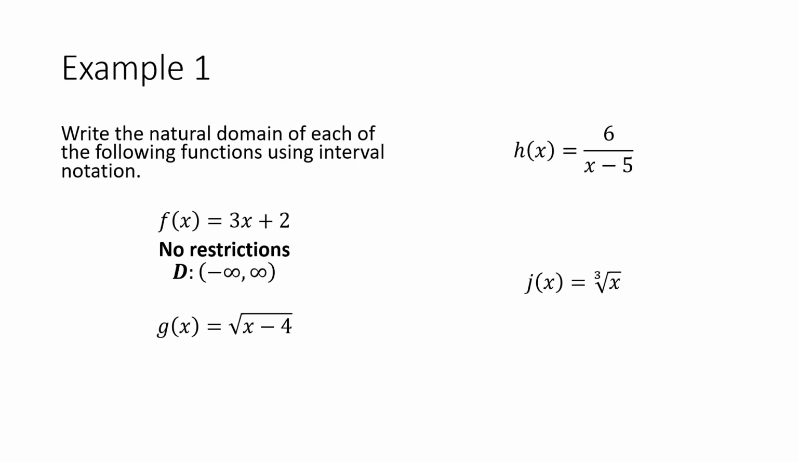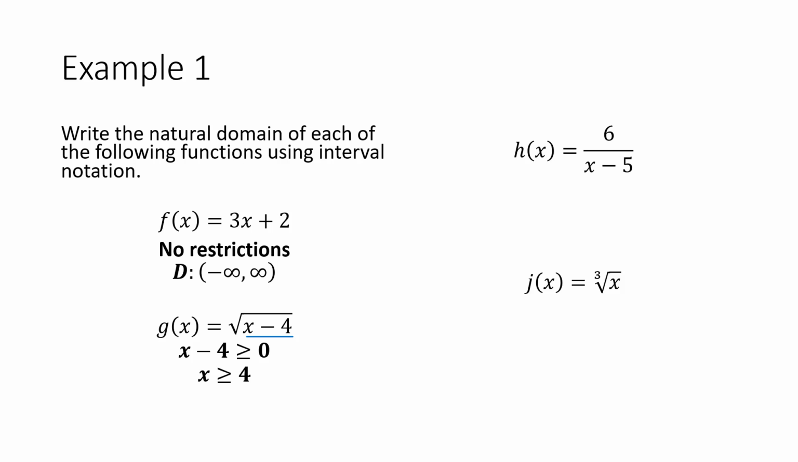For g of x, we have the square root of x minus 4. This time, no division, no logs, but there is a radical, so we need to make sure for that even root, that x minus 4, the radicand, the piece on the inside, has to be not negative. It has to be greater than or equal to 0. You can solve for x easily, just add 4 to both sides. We know that x has to be greater than or equal to 4.